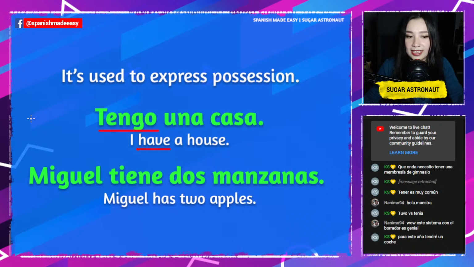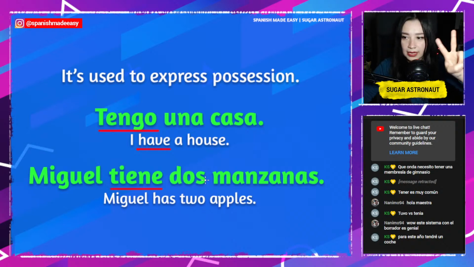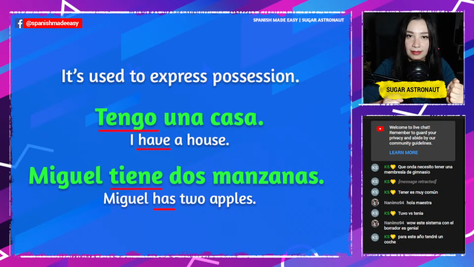Pretty much you're saying that you own the house. Miguel tiene dos manzanas. Miguel tiene dos manzanas. This means Miguel has 2 apples, okay? So maybe Miguel doesn't want to share any apples, and he has 2. So good for him, I guess.